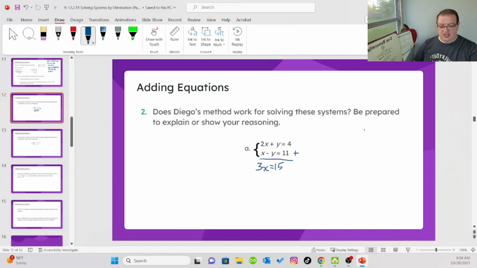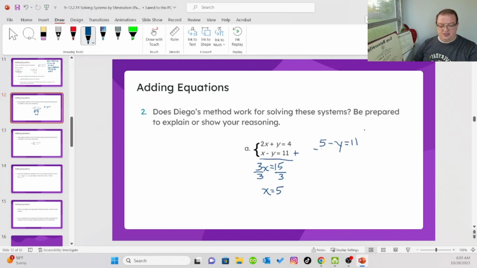3x is multiplication. The opposite of multiplication is division. And if I divide the left side by 3, I must divide the right side by 3. So we get x equals 5. Now I can take this value of x and substitute it back into one of the original equations. I will use the bottom equation. So 5 minus y equals 11.